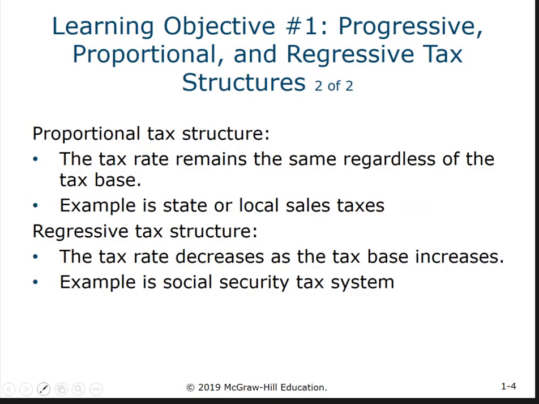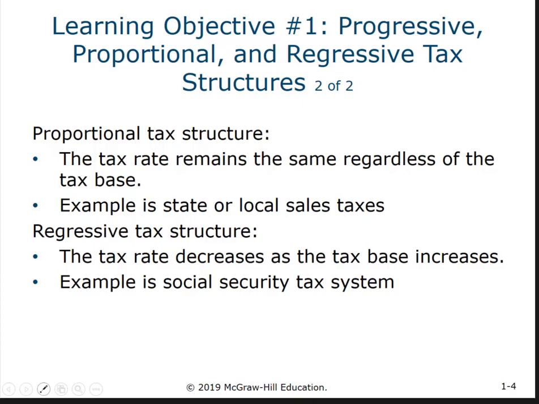That is a proportional tax structure, where the tax rate is the same regardless of income. Pennsylvania has a proportional tax structure. The tax rate in Pennsylvania on your income is 3.07%. It's the same regardless of your income. Your sales tax is the same whether you buy a lot of stuff or a few things.